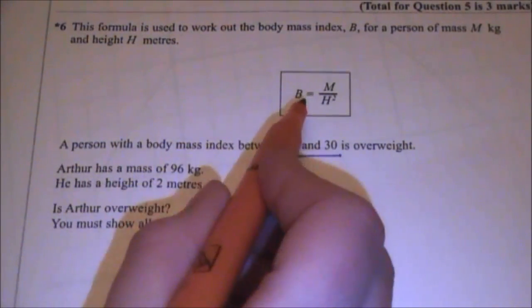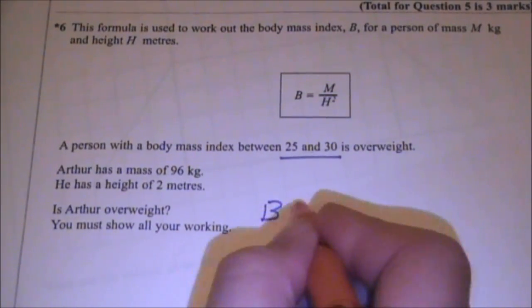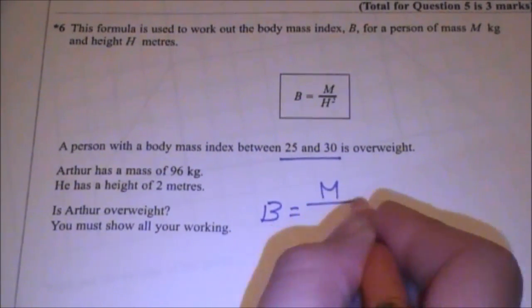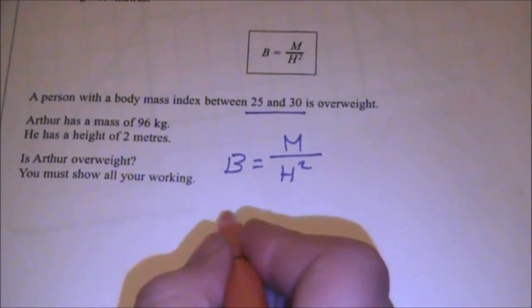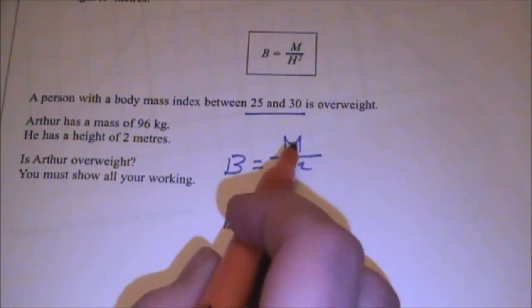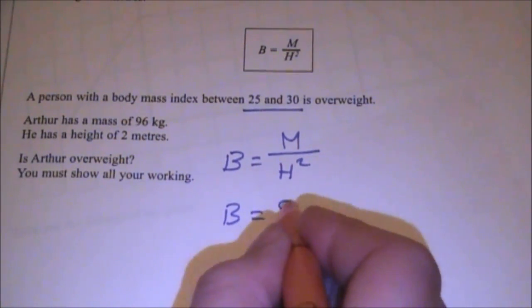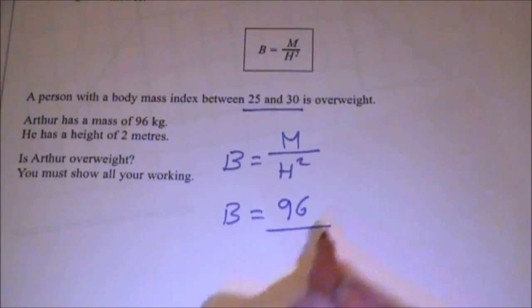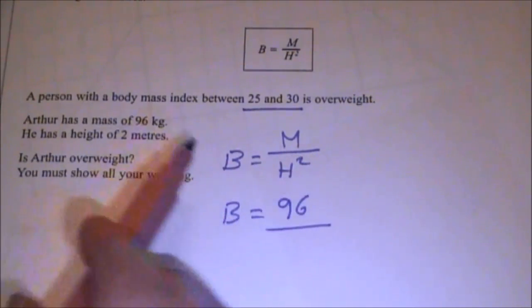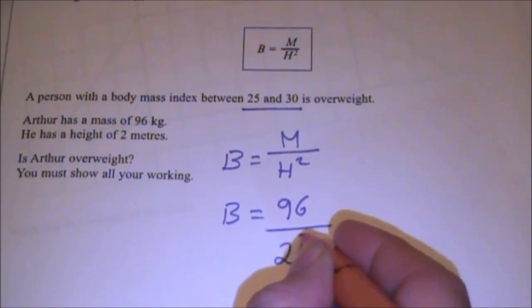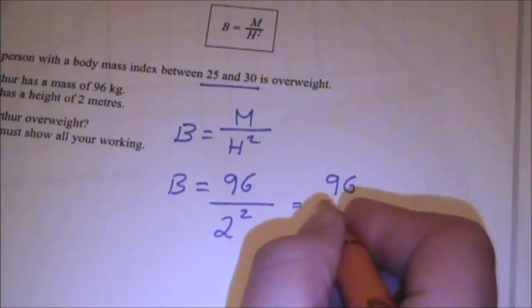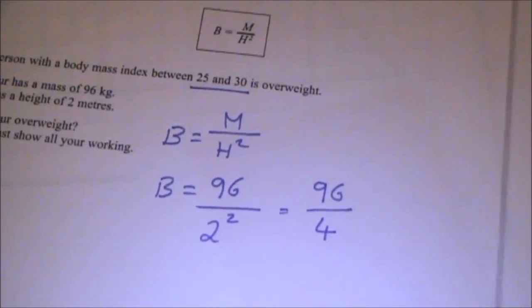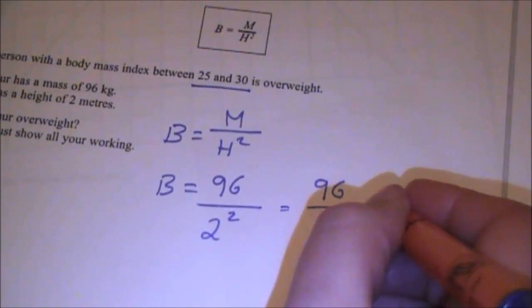So let's have a look. That's the formula. I'm going to write it out here in my own handwriting. B equals m over h squared. Now in order to work out his BMI, we need to know that his mass was 96 divided by his height squared. His height is 2 meters, so 2 squared. So what we end up with there is 96 over 4. So 96 divided by 4.